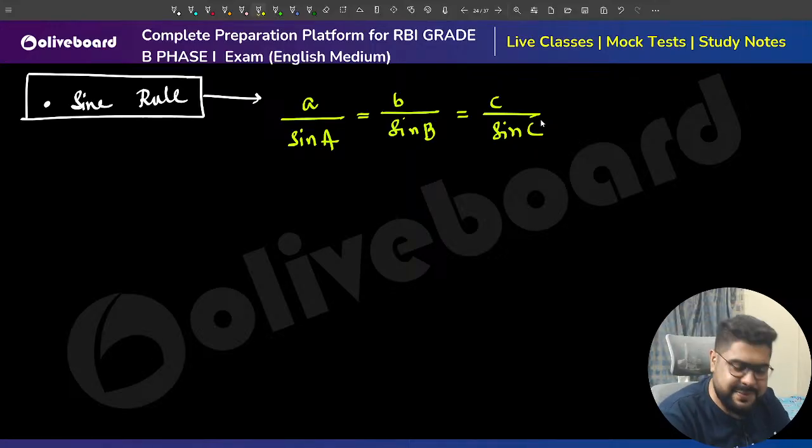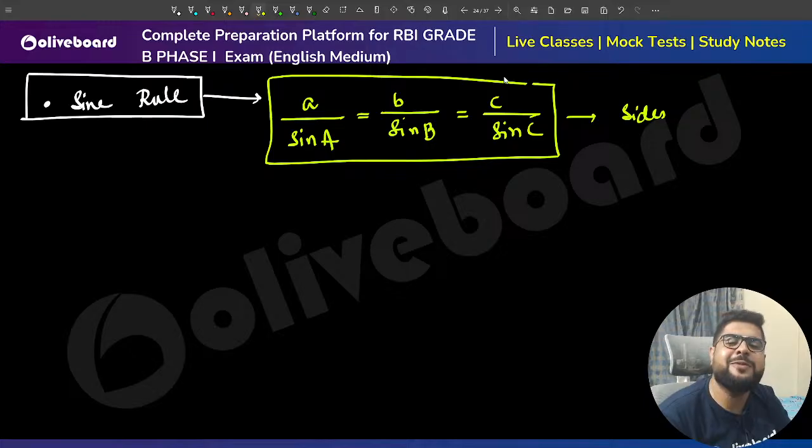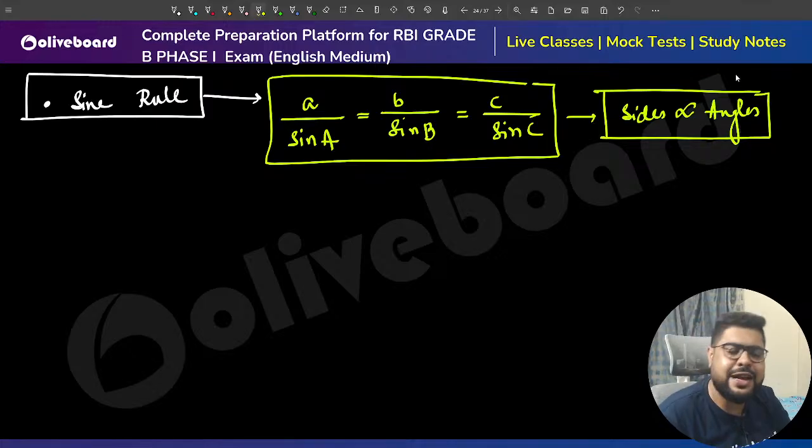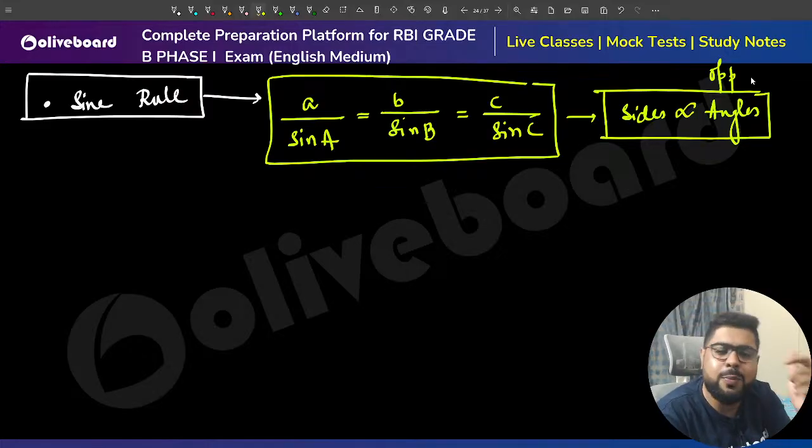Yes, yes. So it means, if I write this down in our Jugaadu Indian language, sides are proportional to angles. Meaning the bigger the side is, the bigger is the opposite angle. Or the bigger the opposite angle is, the opposite side will be the biggest.